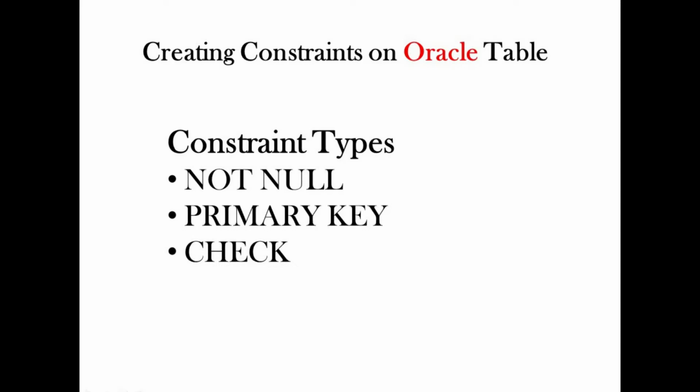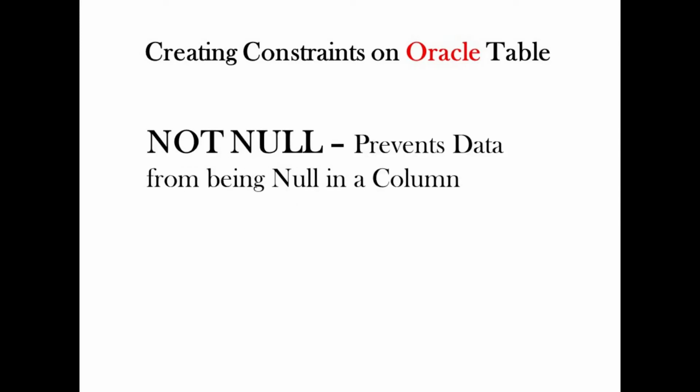In this video we will be creating constraints on an Oracle table. We're going to be talking about three different types of constraints: the not null, the primary key, and the check. The not null prevents data from being entered as a null value in your column, and you could set this constraint on multiple columns within your table.